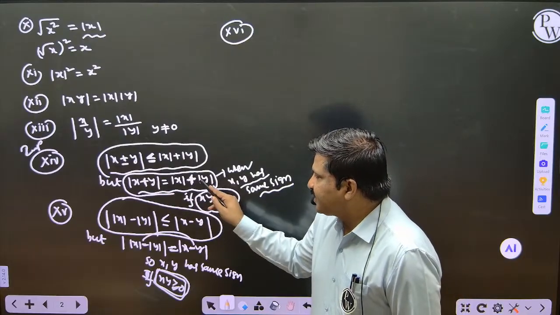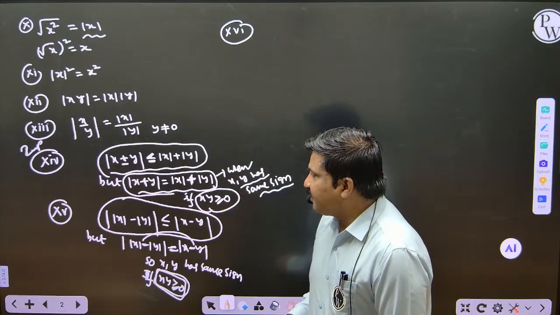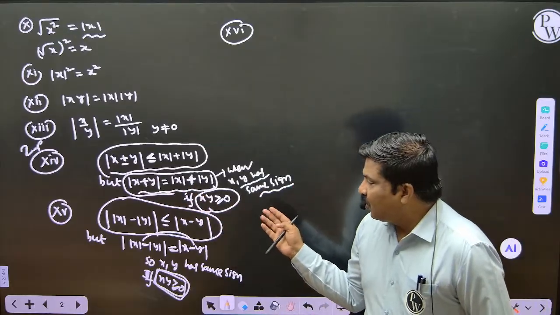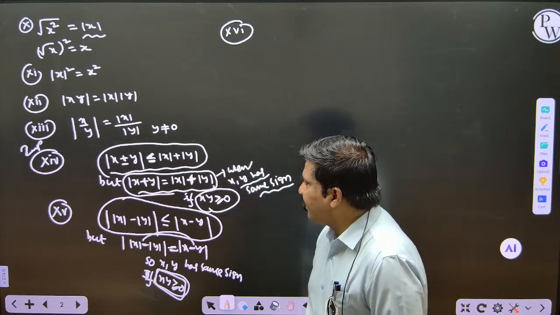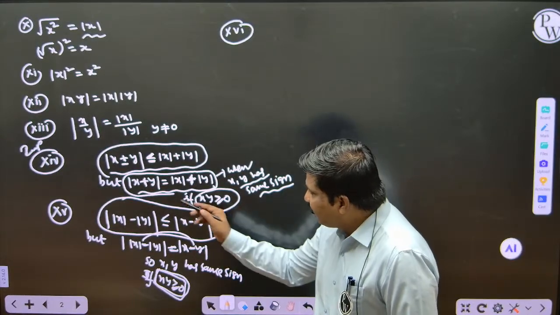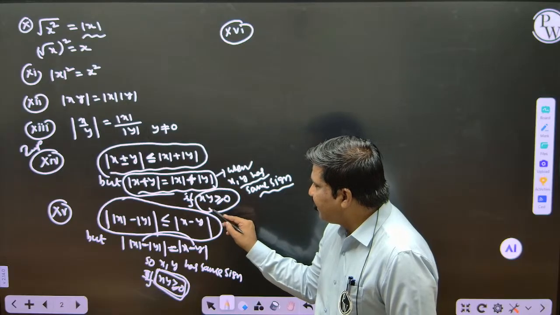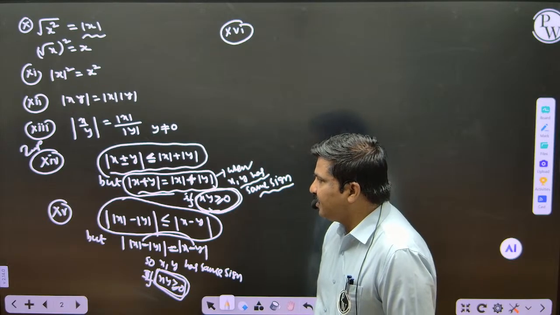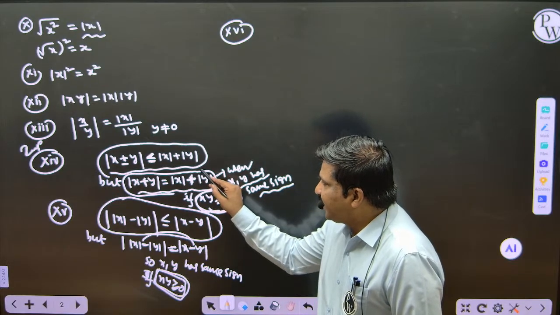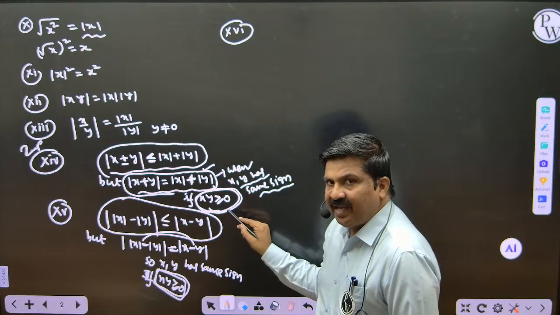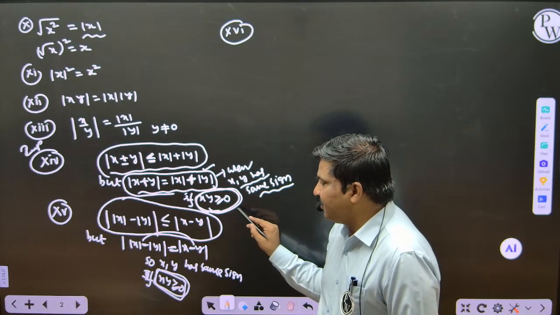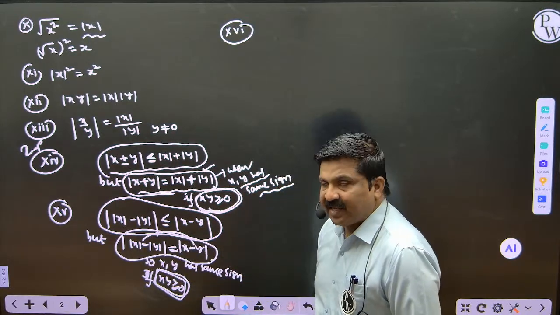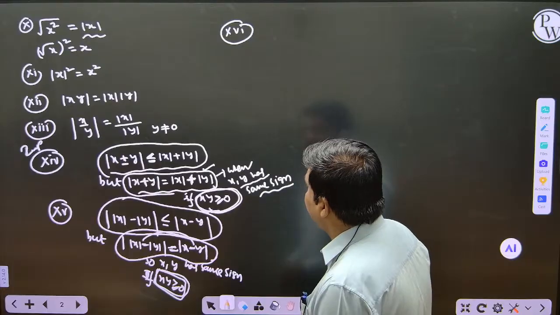Here also we have the same sign. Modulus of x plus y is equal to mod x plus mod y. Because of having the same sign, here also xy should be greater than or equal to 0. What does it mean? This equality holds means xy should be greater than or equal to 0.